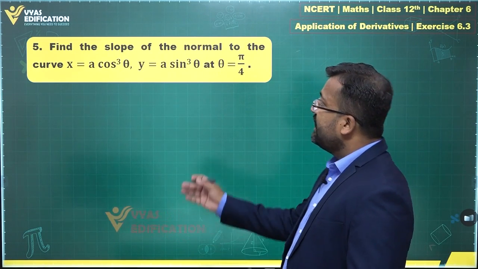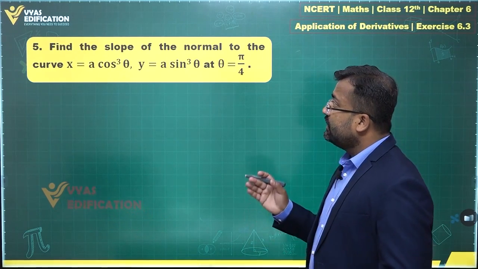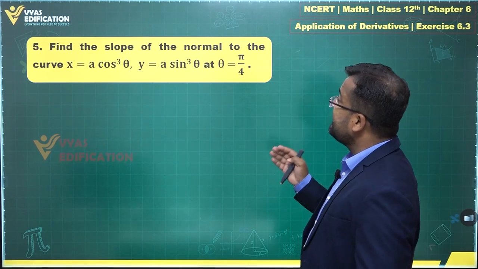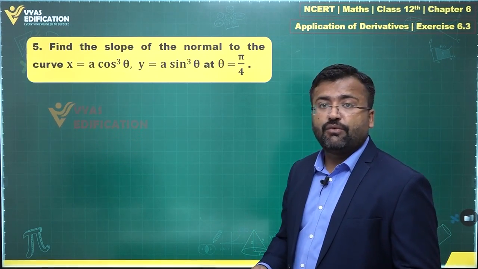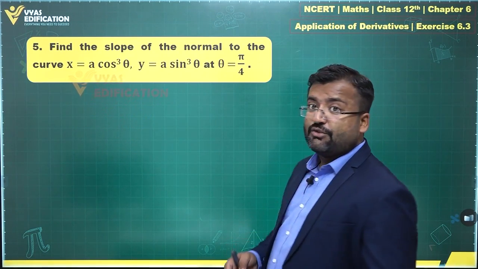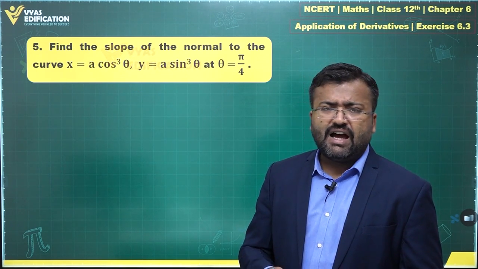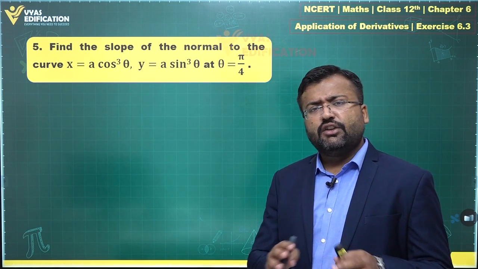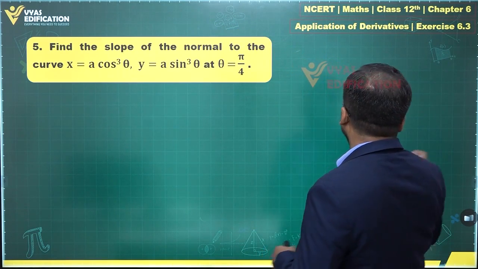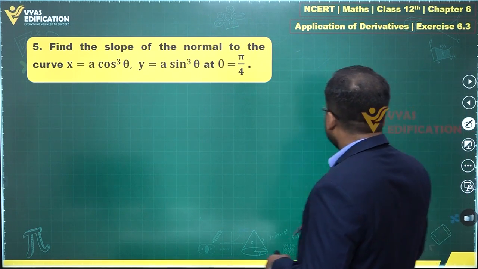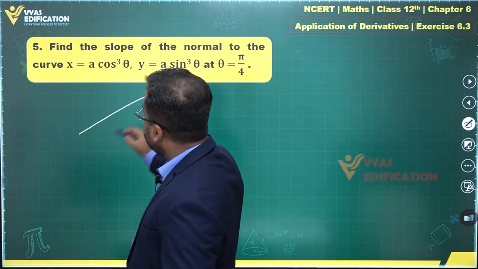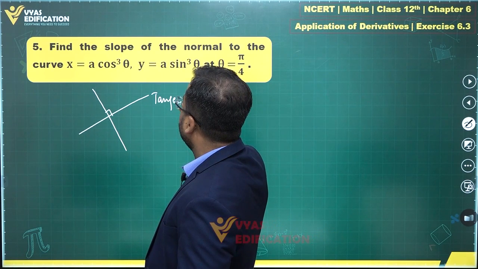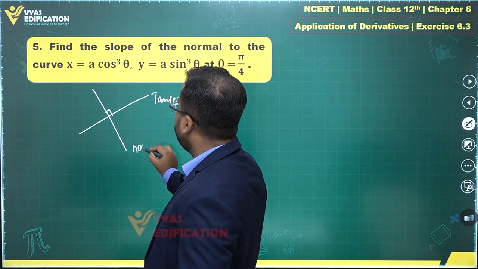Question 5 says, find the slope of the normal to the curve x equals a cos cube theta, y equals a sin cube theta at theta equals pi by 4. Now, in this question, we are asked to find the slope of normal. And if you remember that normal and tangents are perpendicular to each other, then the question will be very simple to attempt. And how do we do that? The simple approach is, if this is tangent and this is a normal which is perpendicular to the tangent, then the normal will be perpendicular at that point.